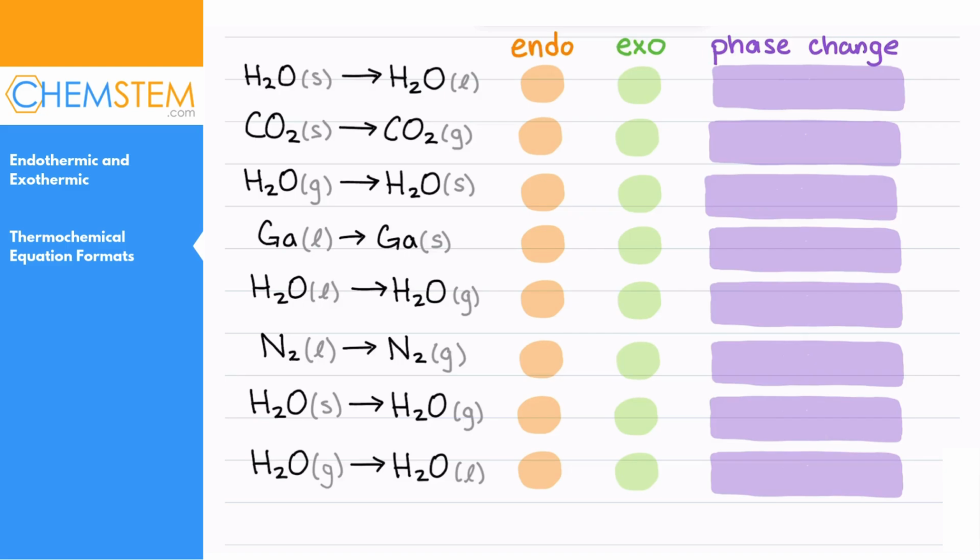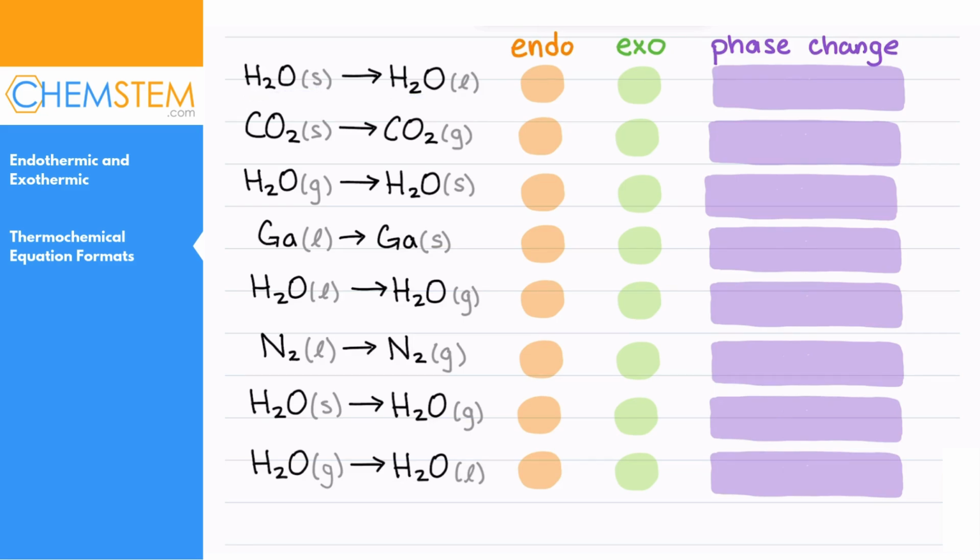Now let's practice identifying whether a certain phase change is endothermic or exothermic, as well as reviewing what that phase change term is. When you see S after a substance, that means that the substance is a solid. When you see an L in parentheses, that means it's a liquid, and when you see G, that means it's a gas. So for the first one, we have solid water, which we call ice, turning into liquid water.